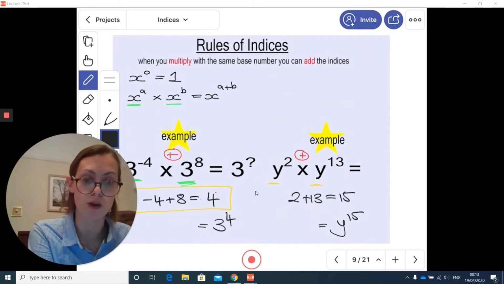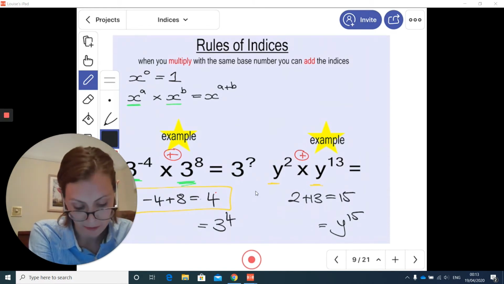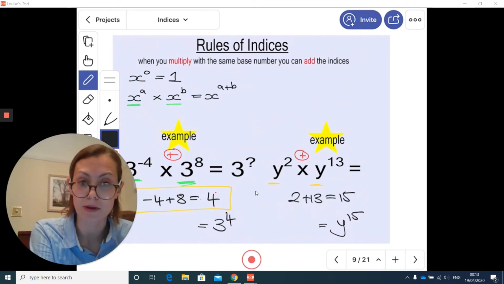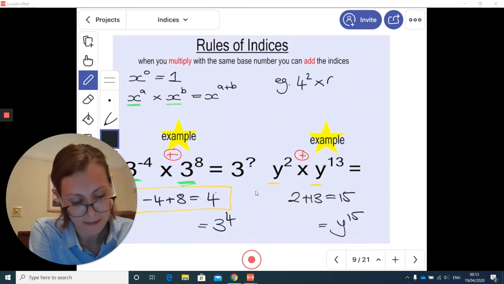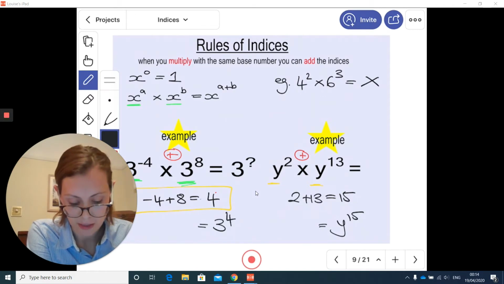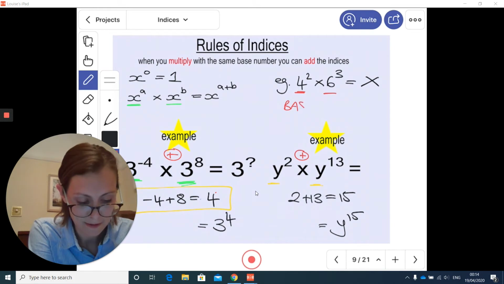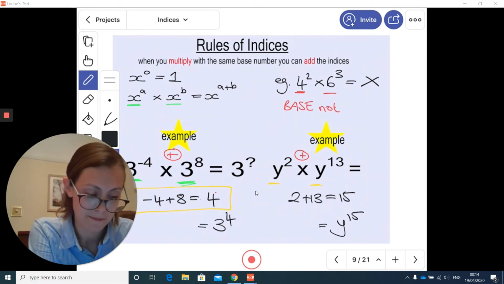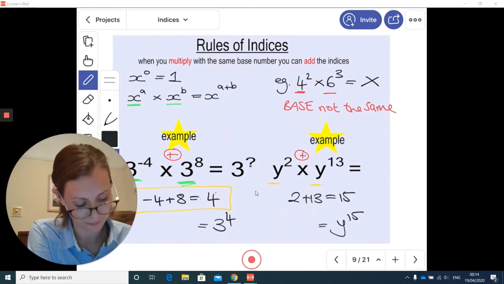Okay, remember this rule only works because the y's are both the same. In my first question, I had a 3 in both cases. If I was given something like 4 to the power of 2 times 6 to the power of 3, there's nothing I can do with that. And the reason I can't do anything with it is because my bases are not the same. So I can't use this rule. This rule only works when the bases are the same.